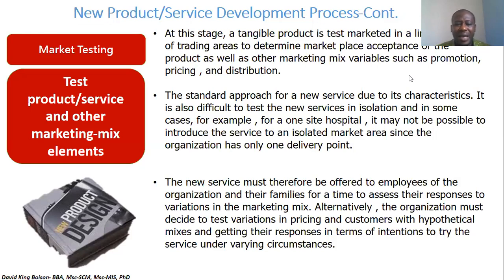So we are saying here that the new service must therefore be offered to employees of the organization and their families for a time, to assess their responses to variations in the marketing mix. So when we use the marketing mix, just as I've explained, they want to see the variation in it. What would they say about the place where the service is rendered? That's the physical evidence. What would they say about the process? And what would they say about the people rendering the service?